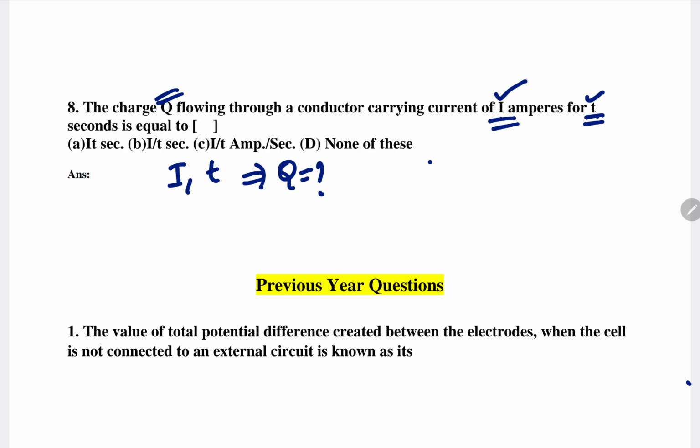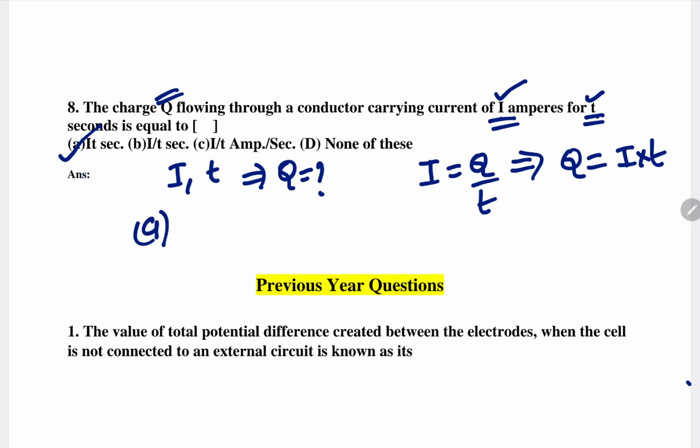So we know the basic current formula, I is equal to what? Q divided by t. So we want the value of charge Q, which is equal to I into t. So what is the correct answer? A. What will be the unit of charge? It might be coulomb, or since current unit is nothing but ampere, and time is nothing but second, ampere second is also a correct unit.